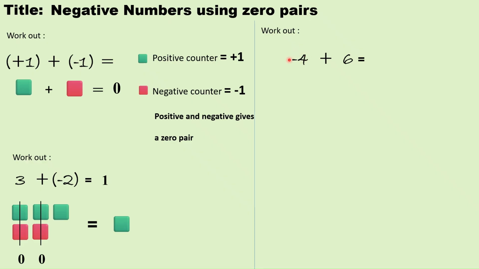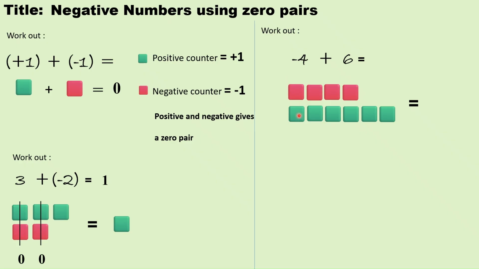Let's start with our negative 4. So that's 4 negative counters. That's 4 red counters. 1, 2, 3, 4. So negative 1, negative 2, negative 3, negative 4. Then add your 6 positive counters. 1, 2, 3, 4, 5, 6. So that's 6 positive.